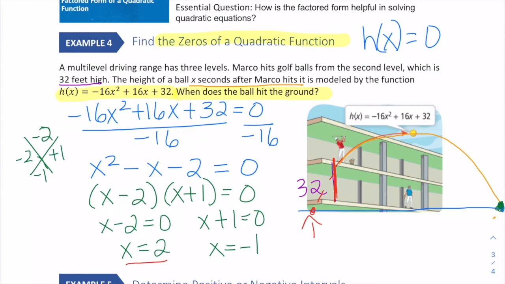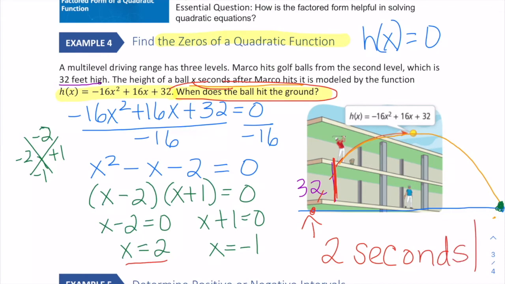So x equals 2 is the 0, but we're asking it in words. When does the ball hit the ground? So we're going to put it in the unit of time, 2 seconds.